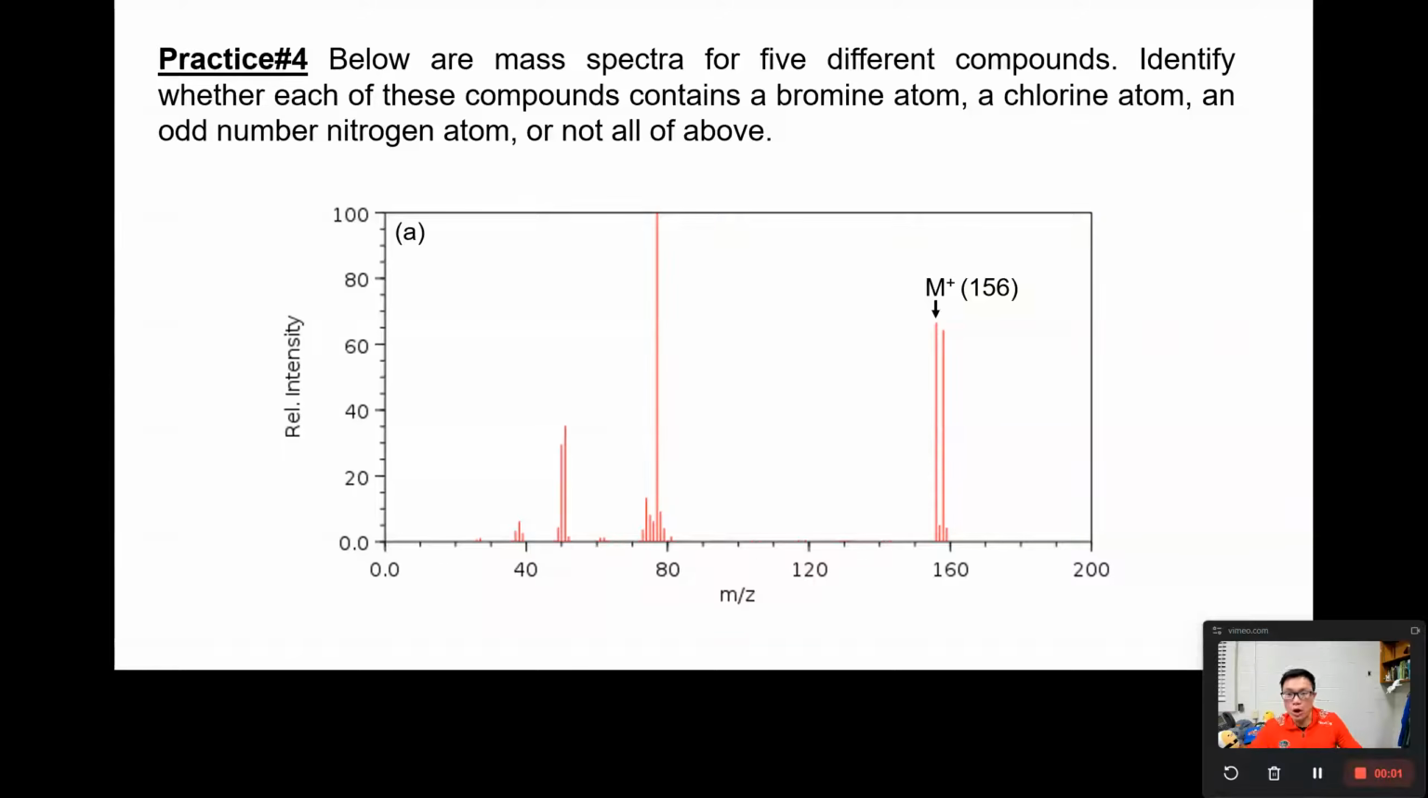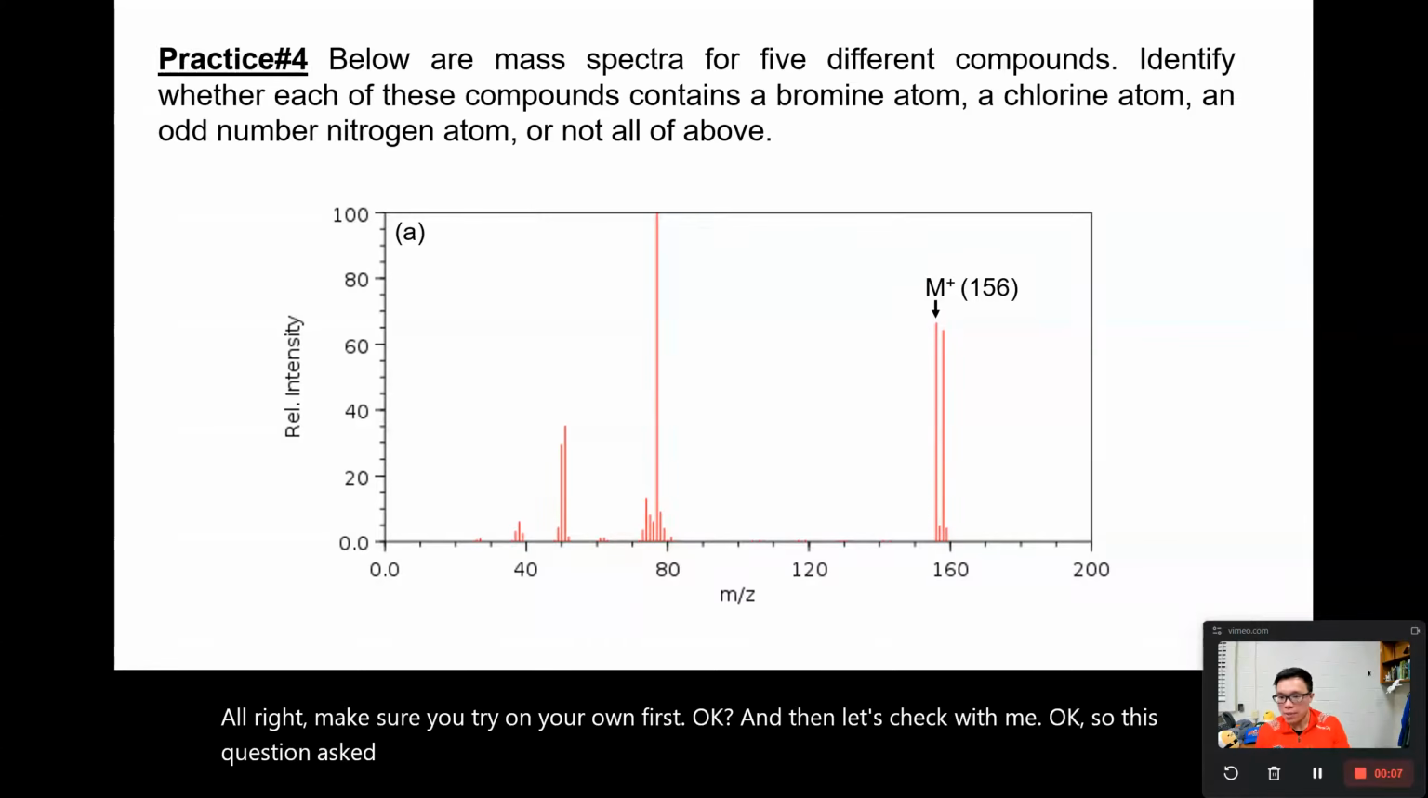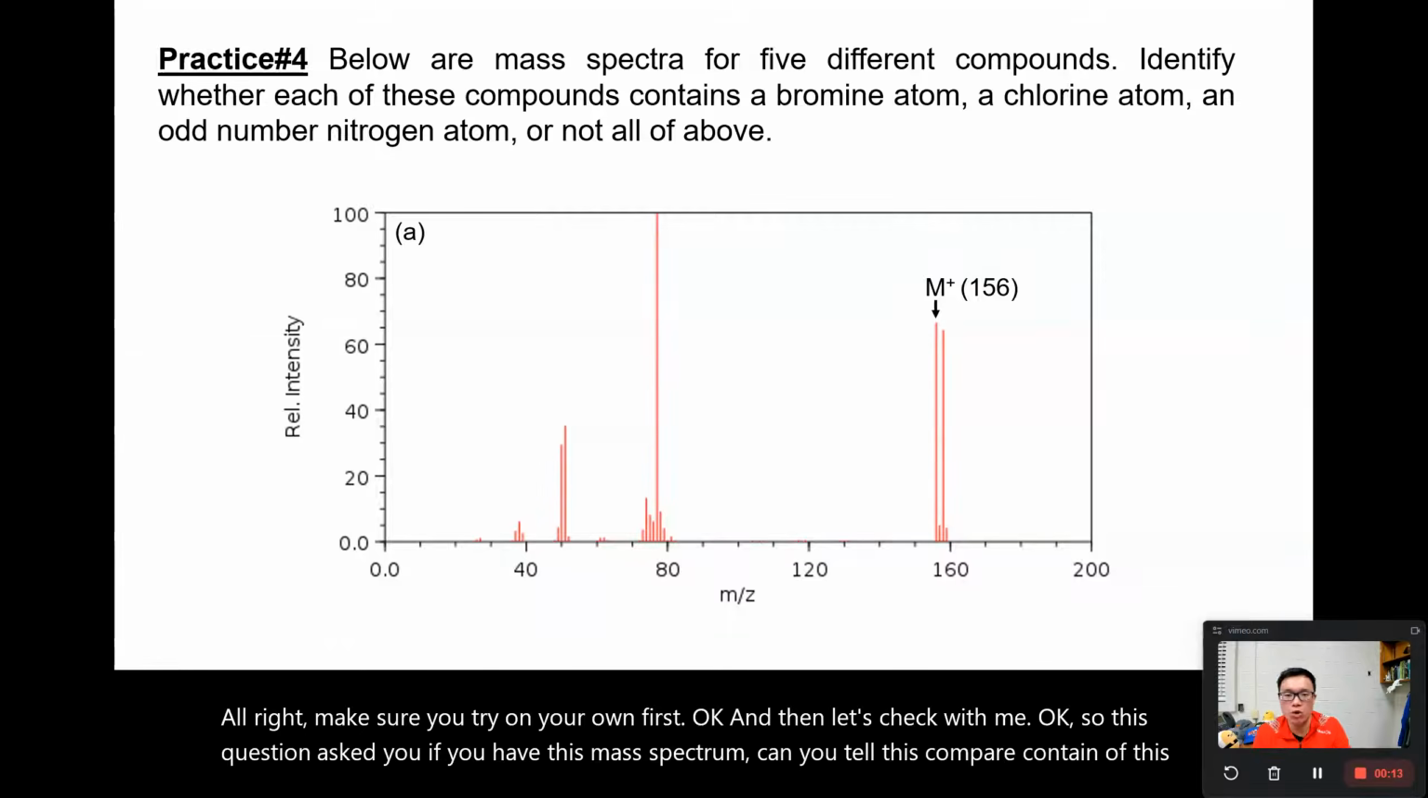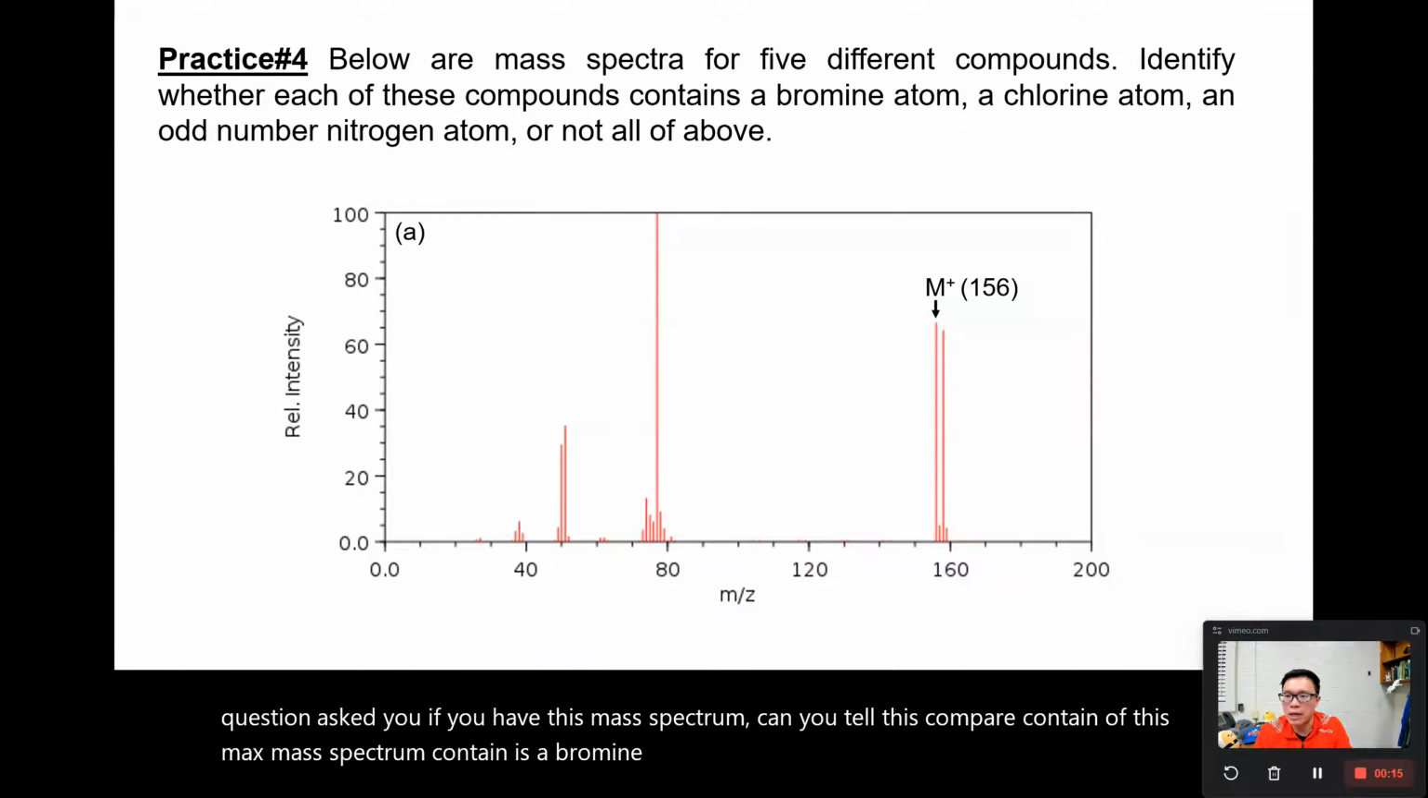All right, make sure you try on your own first, okay, and then let's check with me. So this question asks you, if you have this mass spectrum, can you tell whether this mass spectrum contains either bromine, chlorine, an odd number of nitrogen atoms, or none?